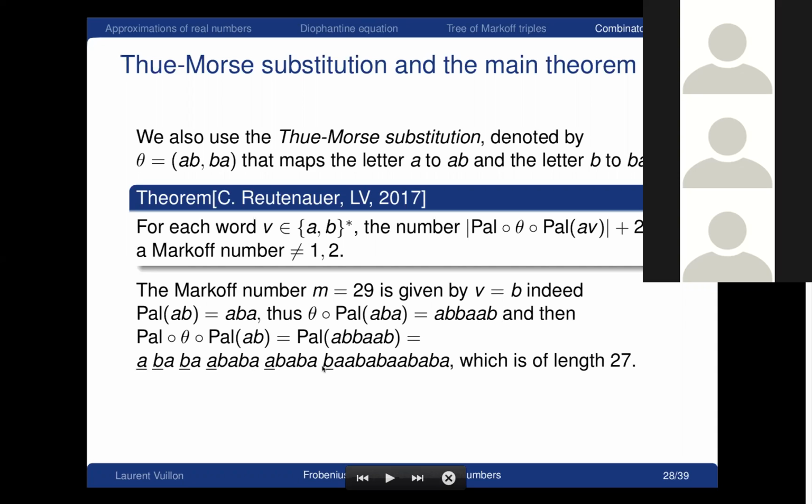So now we have to be careful. We put A, then a B, and compute ABA as the second palindrome, then a B. We have a third palindrome here, AB, ABA, and so on. So we are able to compute this A, this other A here, and the last B here. So we have a word of length 27 plus 2 equals 29.